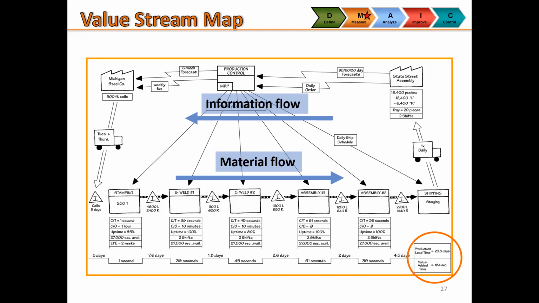So that's where you might say, oh, look how much inventory we've got. 7 days of inventory in the stamping. Maybe we should set up Kanban, or some kind of a pull system there, and then we can reduce that 7.6 days down to 1 day's worth or something like that. But that's basically how the value stream map works.